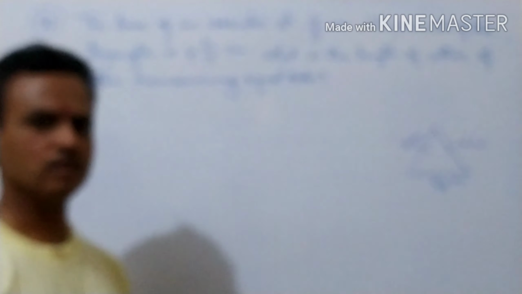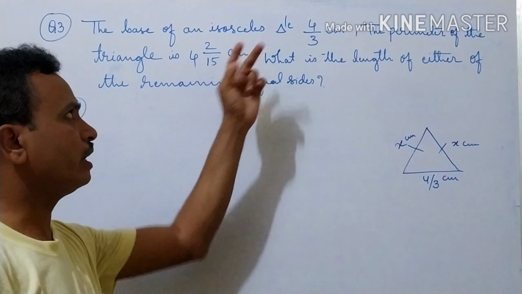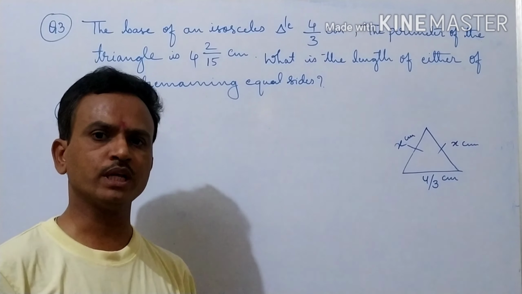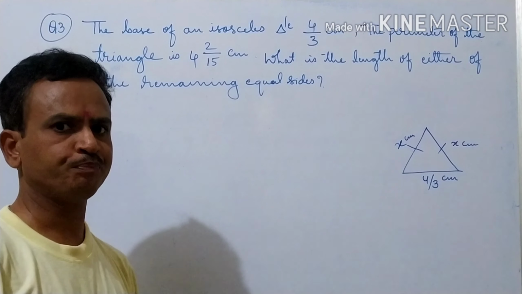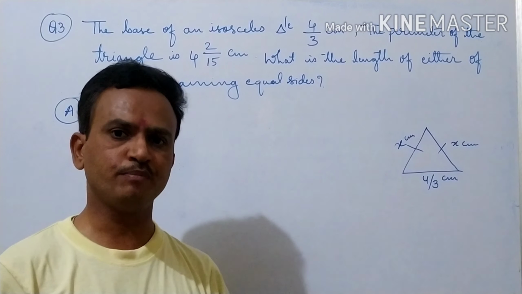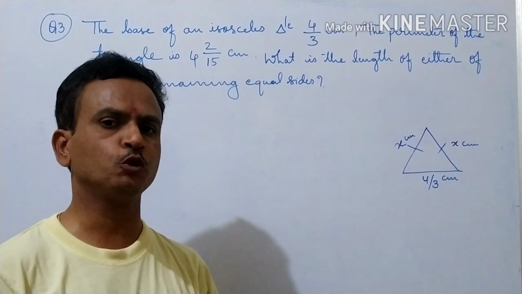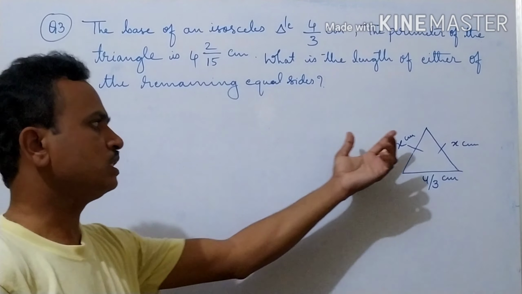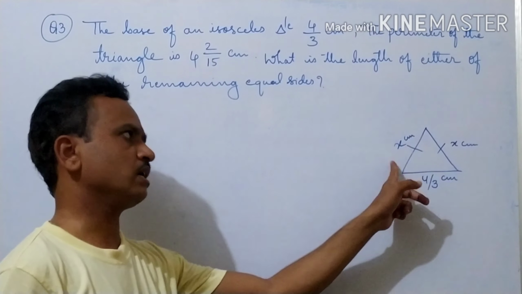Question number 3. The base of an isosceles triangle. So first we should know that what is isosceles triangle. In a triangle, any two sides must be equal, then it is said to be an isosceles triangle. Okay, now in this triangle you see two sides are equal.